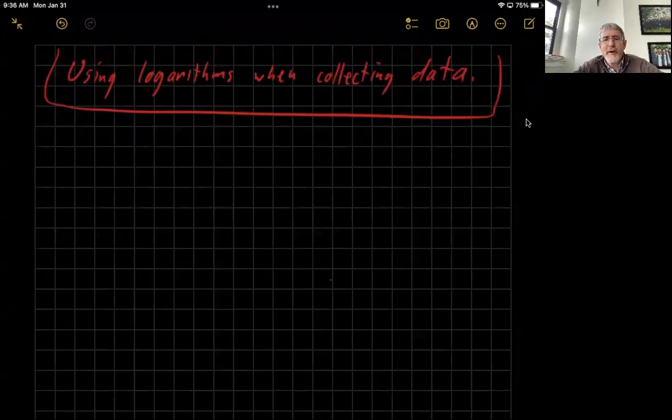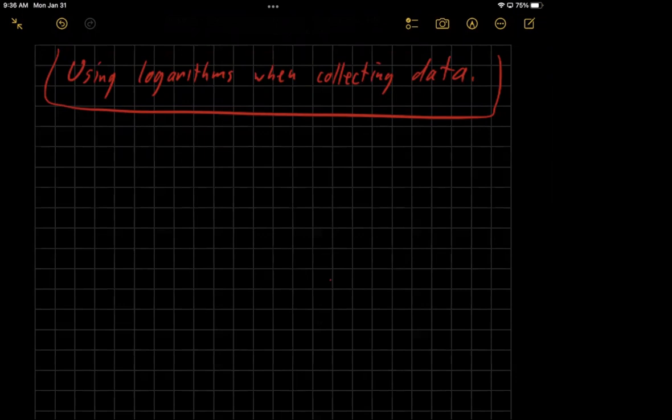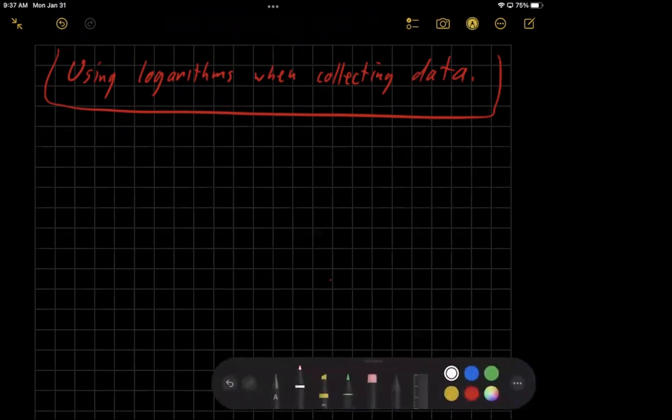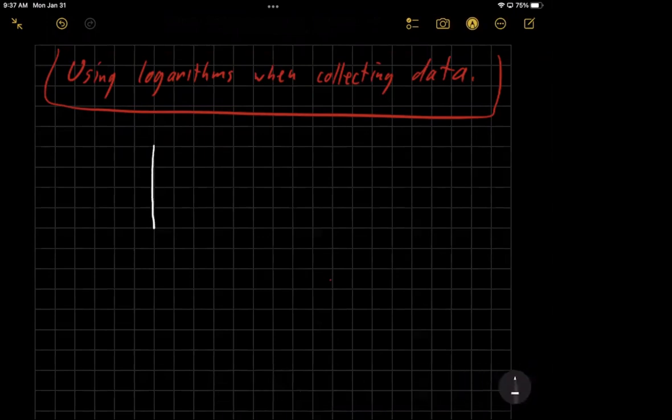Hello, in this video, I want to talk about using logarithms when collecting data. You may wonder why, especially in chemistry, we have some formulas that seem very complicated and use logarithms. I just want to very quickly go over why that is the case. It's pretty common to have graphs of data.